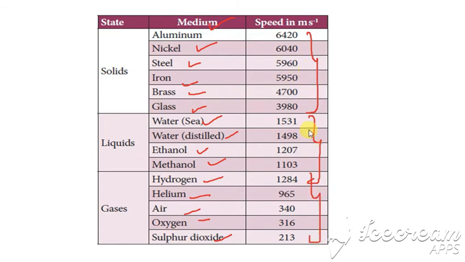Okay, so these speed values will be asked for 1 mark. If they ask what is the speed of sound in glass, its value is 3980. Speed of sound in helium is 965. Speed of sound in nickel is 6040. Methanol 1103. Oxygen 316. Okay, so these values are very important. This will be asked for 1 mark. Yes, clear with this? Okay, thank you.